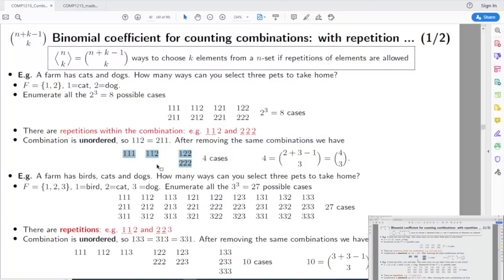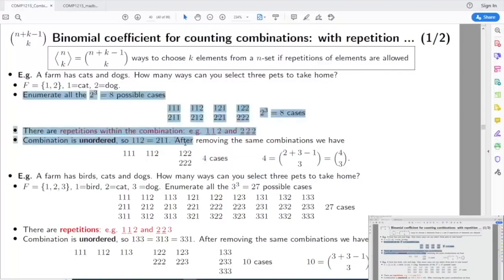This is different from the previous one, 5 choose 3. Why? Because you repeatedly choose something here. So this means cat, cat, dog. Cat, cat repeated. This is the case when you allow repetition. So this is 4 cases. Okay, this way is by brute force. Let's look at the formula.